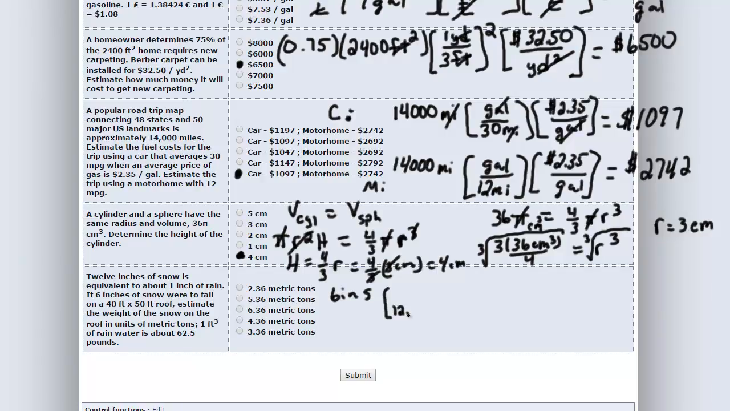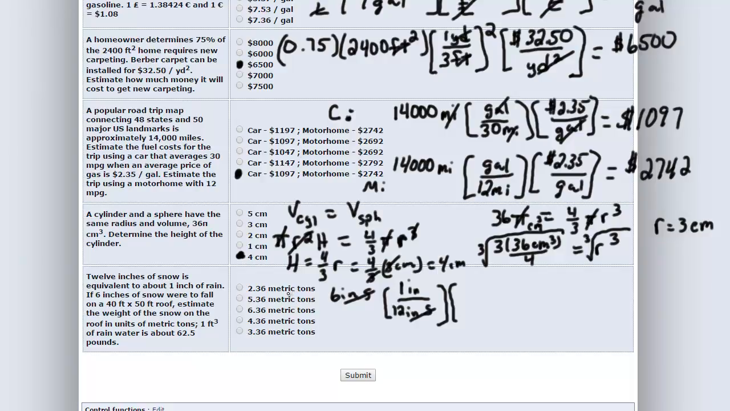And 12 inches of snow is equivalent to 1 inch of rain. So 6 inches of snow, I put an S there for snow, and we have 12 inches of snow and 1 inch of rain. Okay, so we have an inch of rain basically on the roof for every 12 inches of snow. So if we have 6 inches of snow, we have 1/2 of an inch of rain. So the inches of snow will drop out. So now we're just talking about the amount of rainwater, because 1 cubic feet of rainwater is about 62.5 pounds.